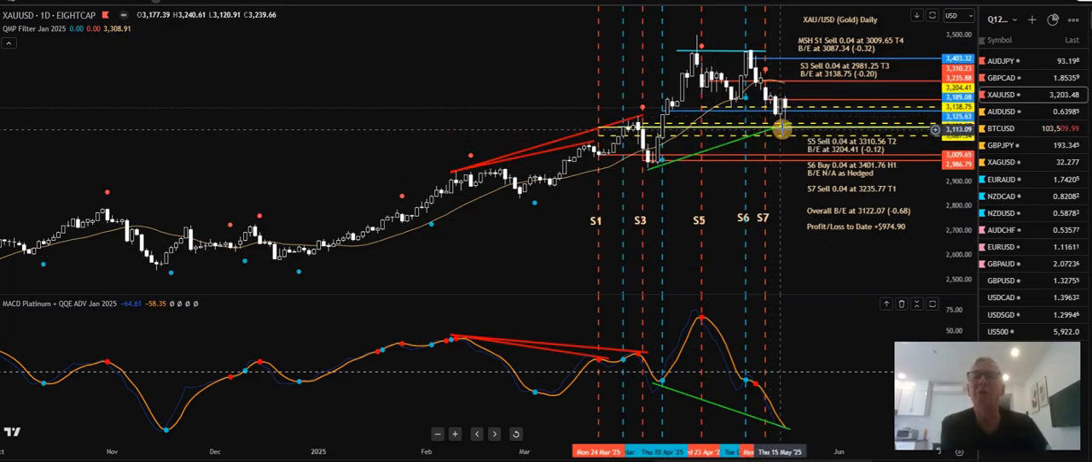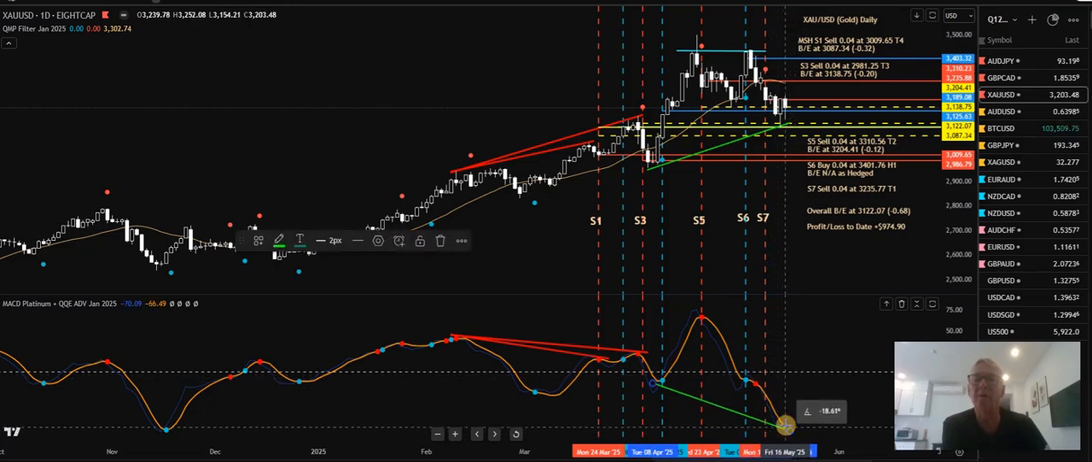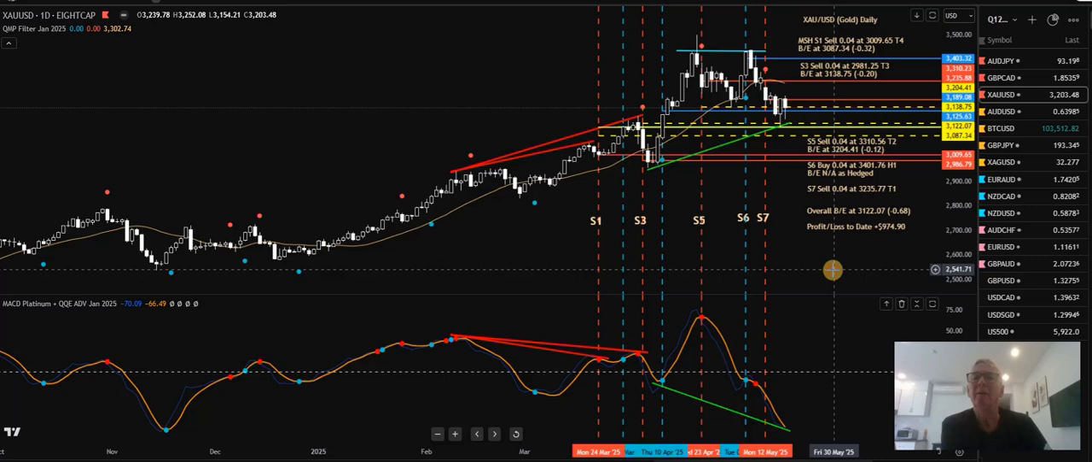In the meantime, I've drawn these trend lines across here, potential hidden bullish divergence forming there. It still hasn't crossed on the MACD Platinum yet, so it's giving me a bit of hope, but we're dropping a fair way below the zero level now. So we have no idea where it's going to go.